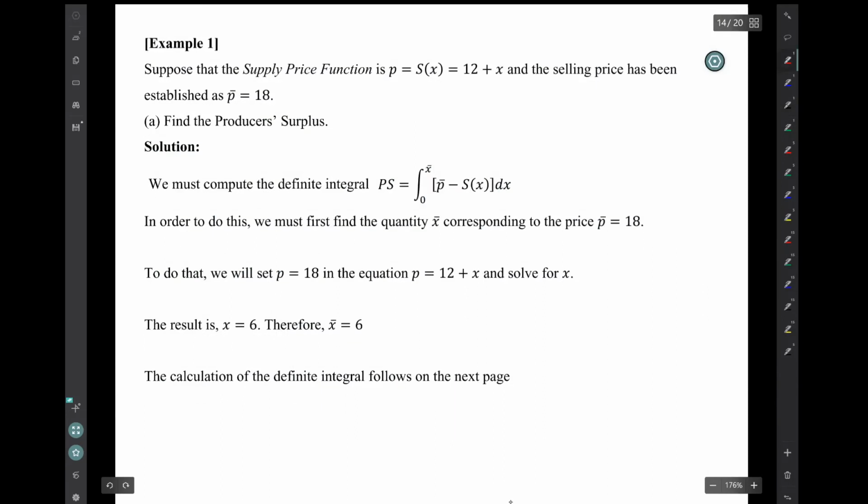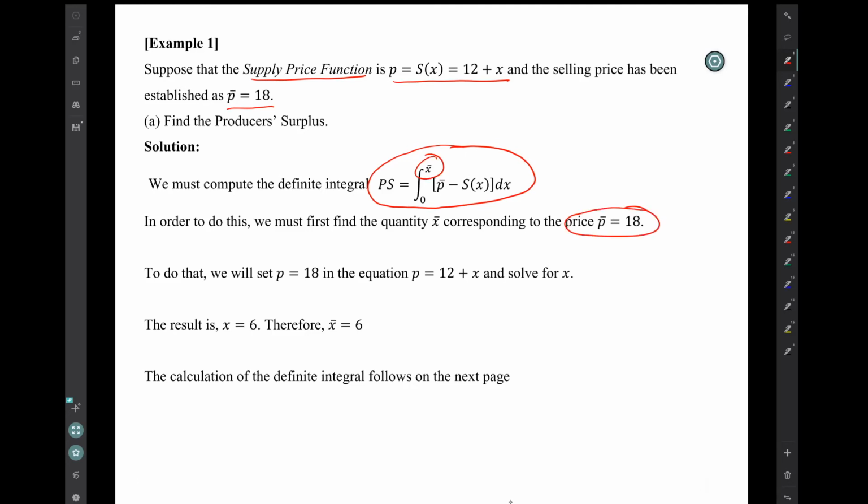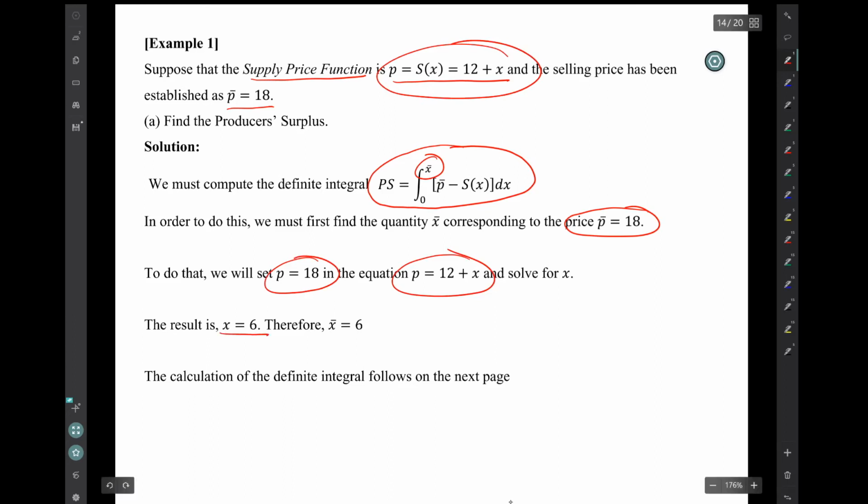Let's do an example. Suppose that the supply price function is P equals 12 plus x, and the selling price has been established as P bar equals 18. Find the producer's surplus. Well, we have to compute this definite integral. In order to do that, we're going to have to find the quantity x bar that corresponds to the price P bar equals 18. To do that, we just let P be 18 in this equation from the supply price, and we solve for x. The result is x equals 6. So that means that x bar is the number 6. The calculation of the definite integral will be on the next page.